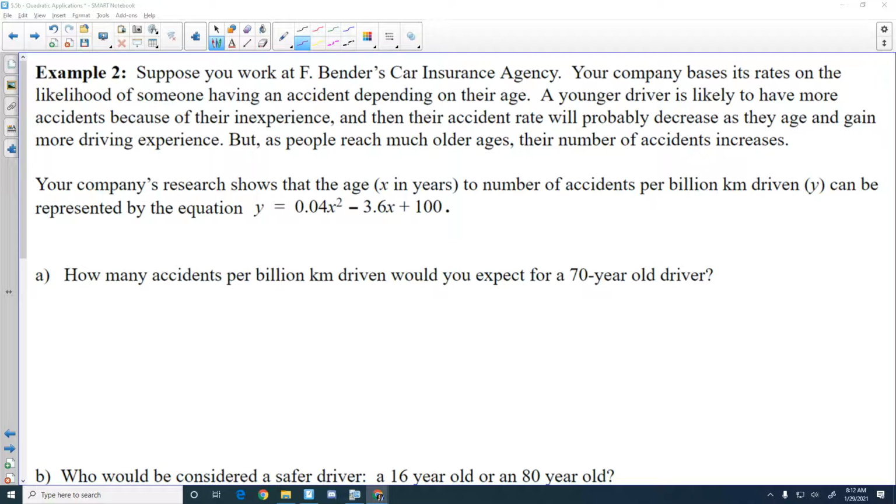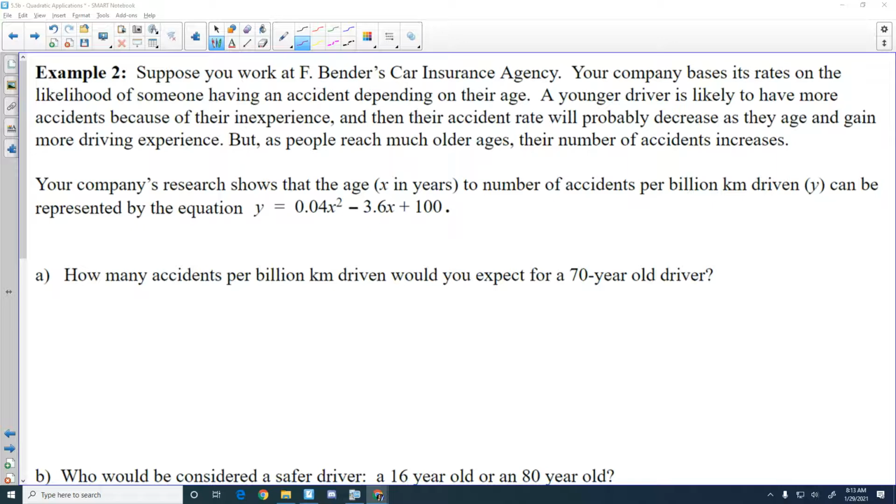All right, suppose you work at Fender Bender's car insurance agency. Fender Bender. It's funny, right? And so you're working for an insurance company, and your company bases its rates on the likelihood of someone having an accident depending on their age.